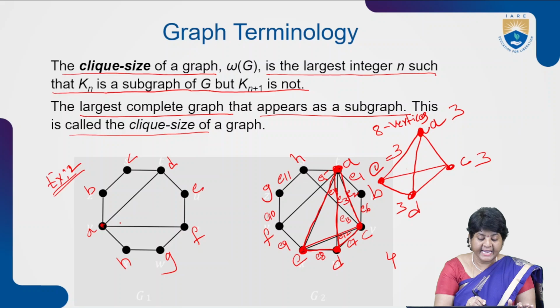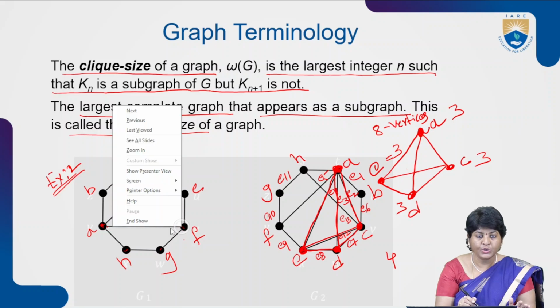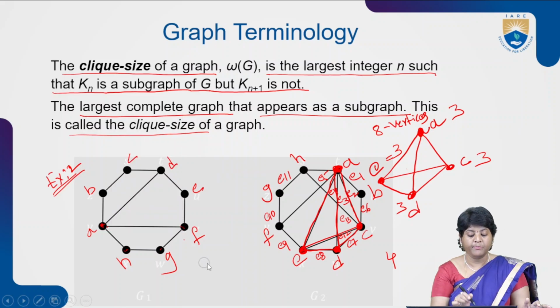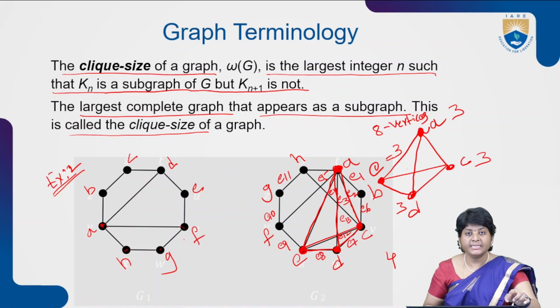So if you go with any other induced graph also, any other subgraph also, there is no edge between the rest of the vertices. See, A to H, H to D, G to F, fine, and F to A, this is fine. But H is not connected to F, so a clique is not possible. So this is about clique and clique size.